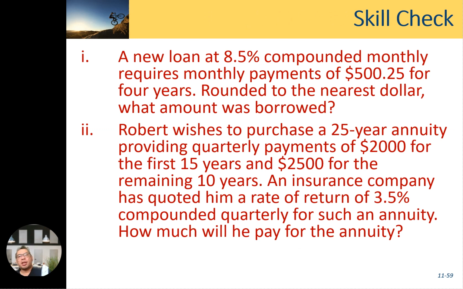On this skill check, number one: a new loan of 8.5% compounded monthly requires a monthly payment of 500.25 for 4 years. Rounded to the nearest dollar, what amount was borrowed? Number two: Robert wishes to purchase a 25-year annuity providing quarterly payments of 2,000 for the first 15 years and then 2,500 for the remaining 10 years. An insurance company has quoted him a rate of return of 3.5% compounded quarterly for such an annuity. How much will he pay for the annuity?